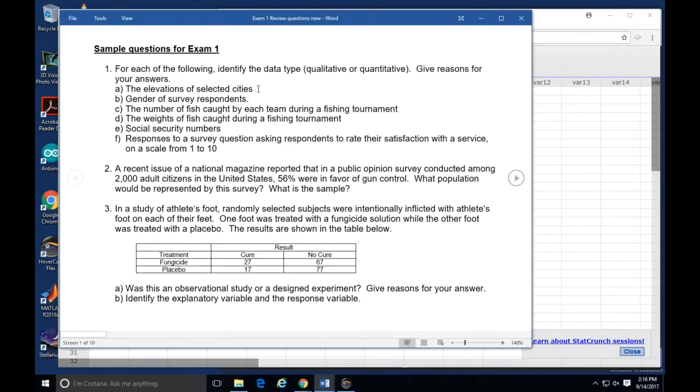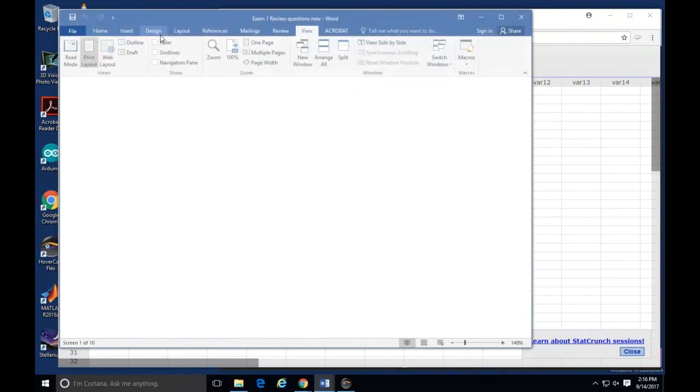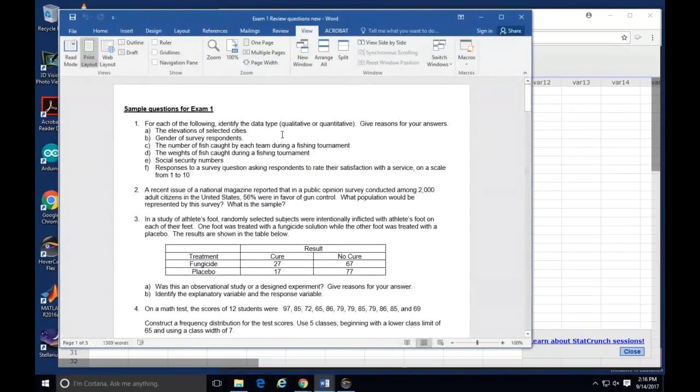For part A, the elevations of certain cities are going to be a quantitative variable because it's a number. In fact, if the elevation were actually measured, it could be any value. It wouldn't have to be rounded to the nearest foot. It would be whatever the actual elevation of the city is. So it would not only be quantitative, it would also be continuous. I'm going to change this so I can write the answers on here. So this one is quantitative and it's continuous.